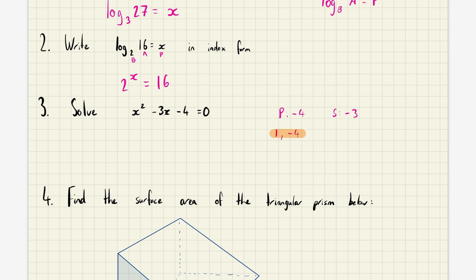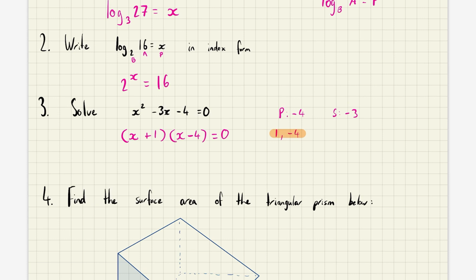So I'm going to take those two numbers and I'm going to rewrite it. x plus 1, x minus 4 is equal to 0. And remember, we want to find when this set of brackets is equal to 0, because if it was, then 0 times anything will give us 0. And same for the other way, if this was equal to 0, then 0 times anything will give us 0. So that's what we're going to do.